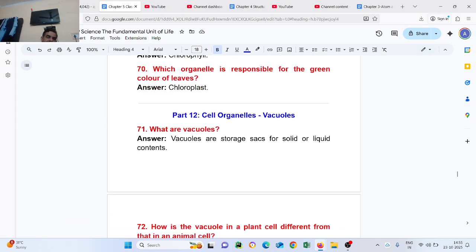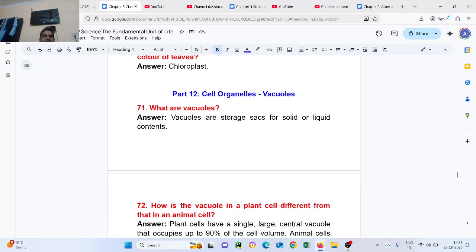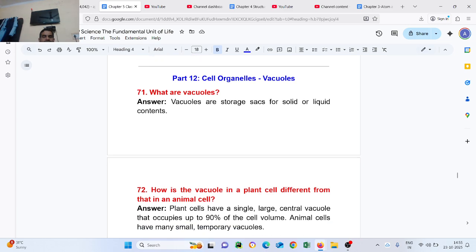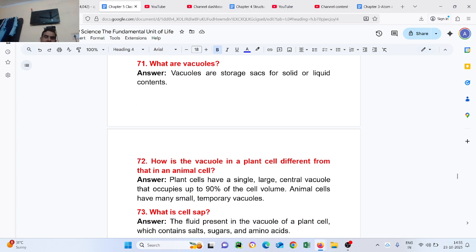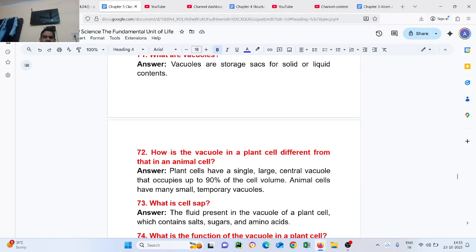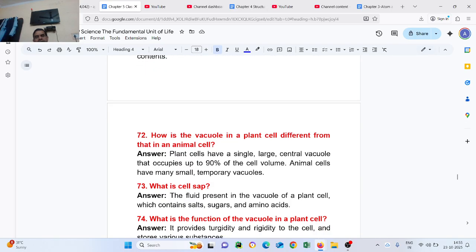Cell organelles and vacuoles. Question number 71. What are vacuoles? Vacuoles are storage sacs for solid or liquid contents. Question number 72. How is the vacuole in a plant cell different from that in an animal cell? Plant cells have a single large central vacuole that occupies up to 90% of the cell volume. Animal cells have many small, temporary vacuoles.